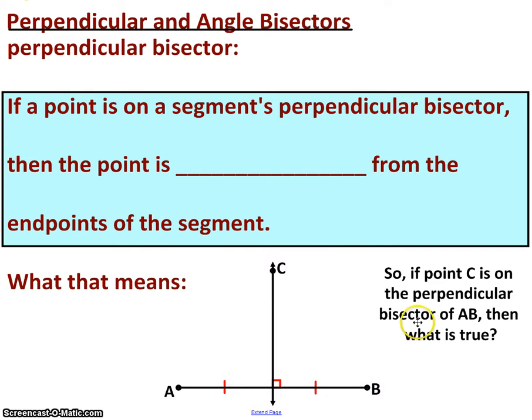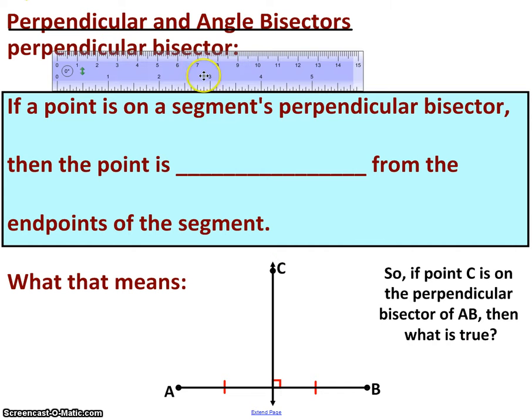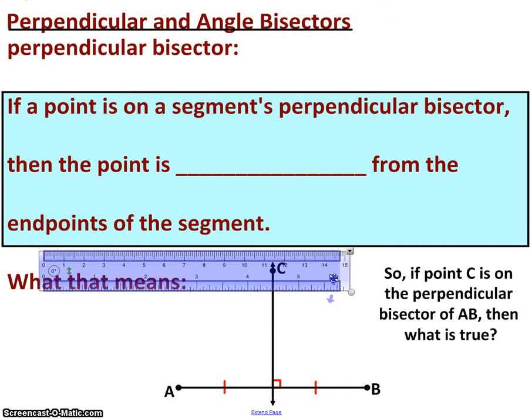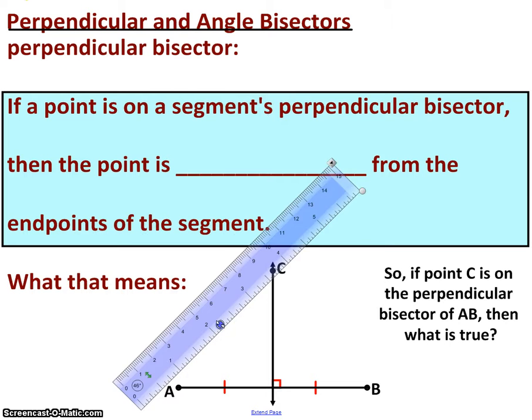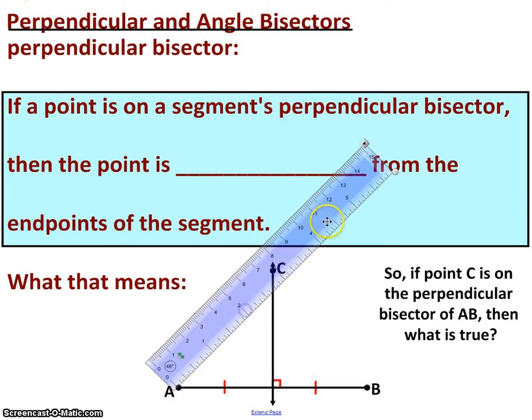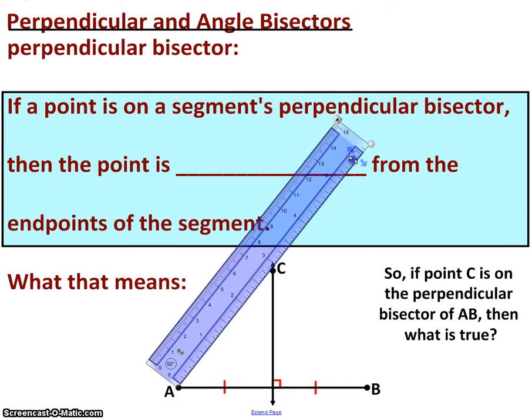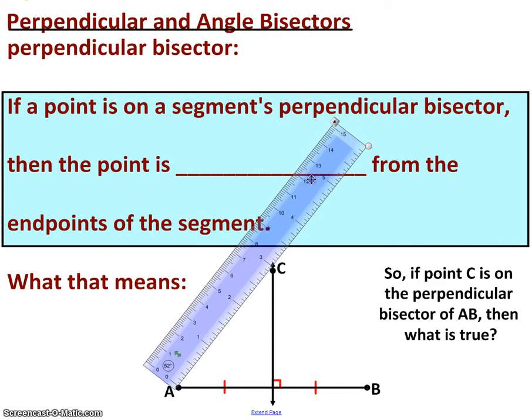little picture there. The question is, if point C is on the perpendicular bisector of AB, then what else needs to be true? And we can go ahead and use our measurement tool, the ruler. Grab that ruler, rotate it a little bit, plug it in down here so our 0 is there. We'll measure up to point C. Looks like it's about 3 inches.